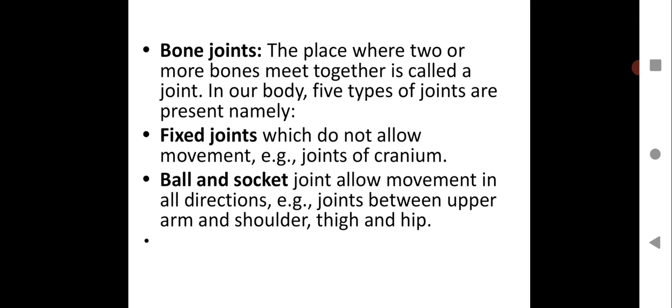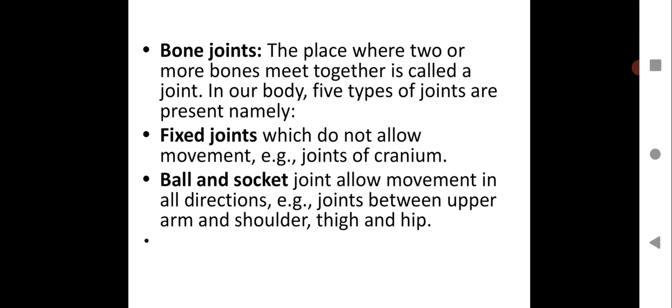Bone joints and fixed joints, ball and socket. Here we will see these definitions. Bone joints: a place where 2 or more bones meet together is called a joint. This joint is very helpful for us to move our body parts. In our body, 5 types of joints are present.